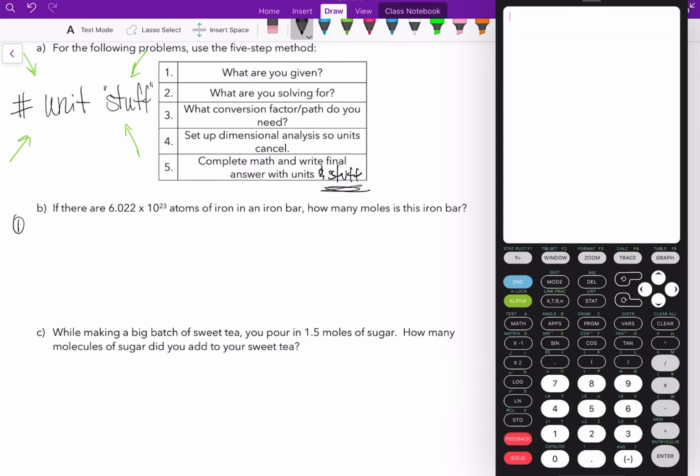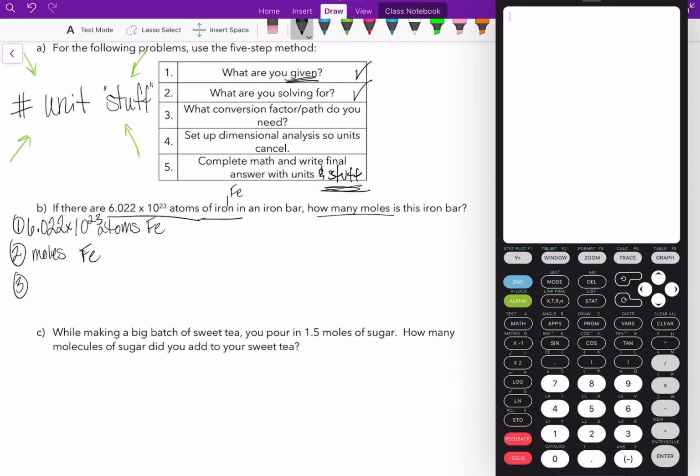Step number 1, what are we given? We are given 6.022 times 10 to the 23rd atoms of iron. So all of that gets written down, and it's a lot to write down, but you do have to write all of that down. Instead of iron, the symbol for iron is Fe, so we're going to put Fe. We have a number, unit, and stuff. Step number 1 is done. Number 2, what are you solving for? It says how many moles, so we are looking for moles of iron.